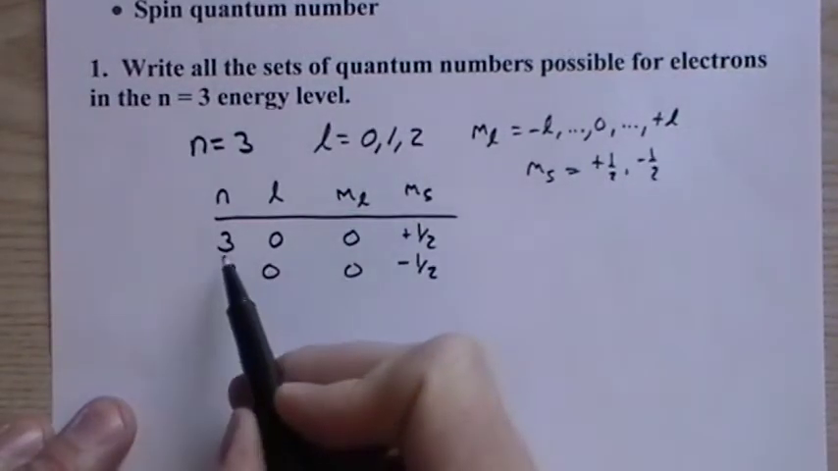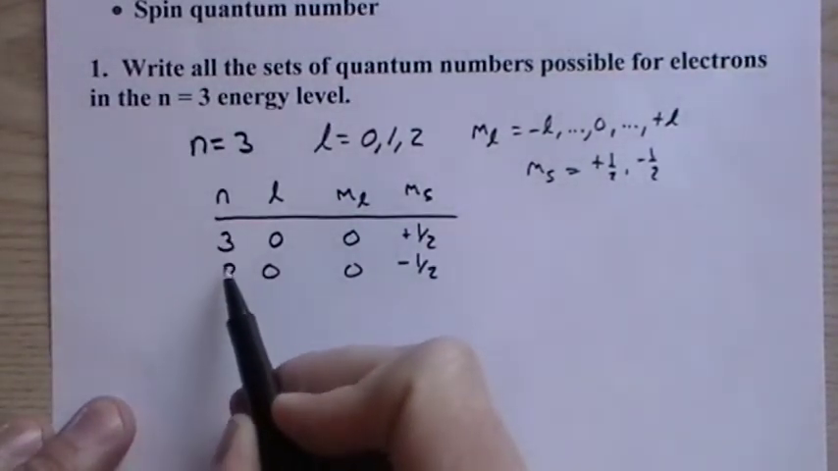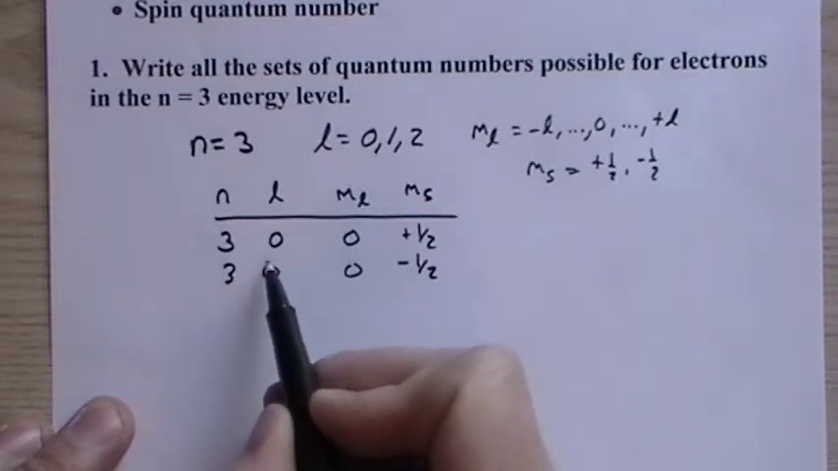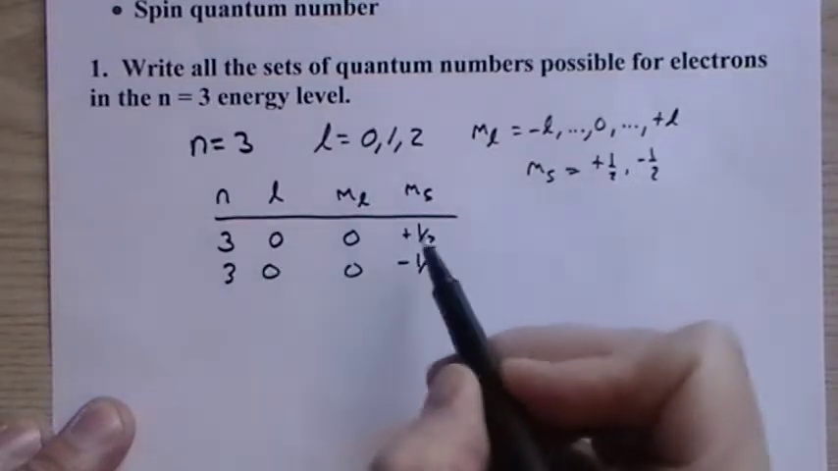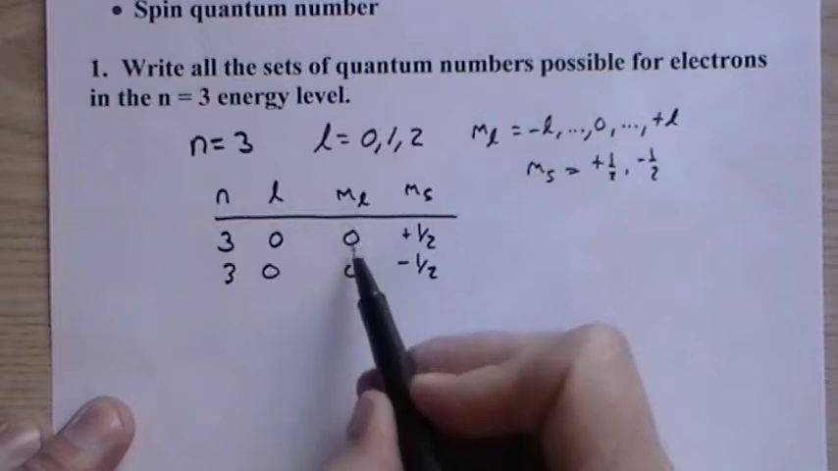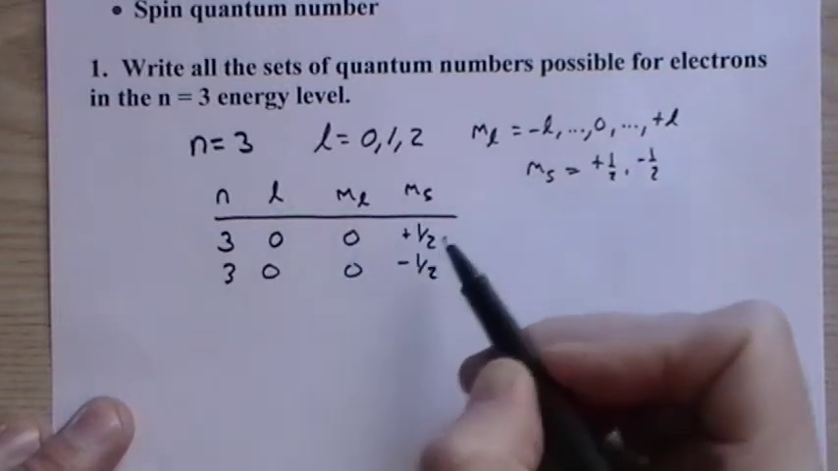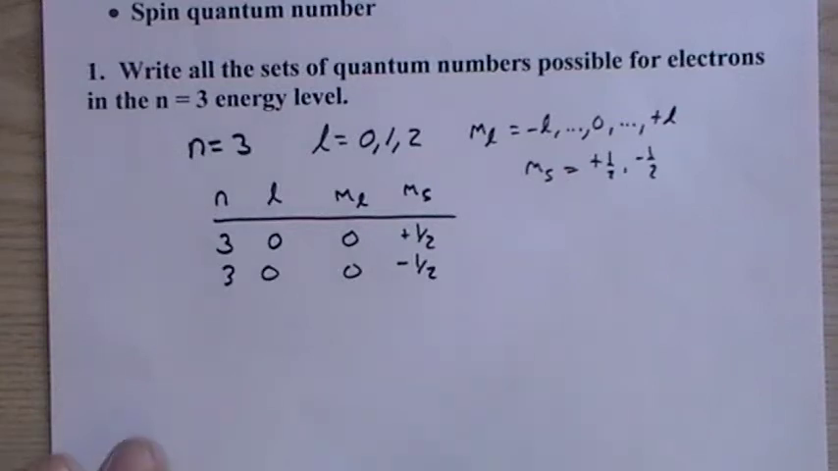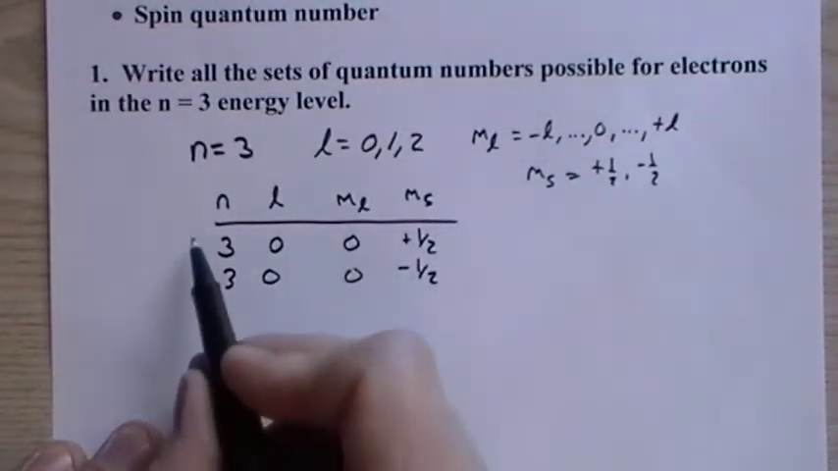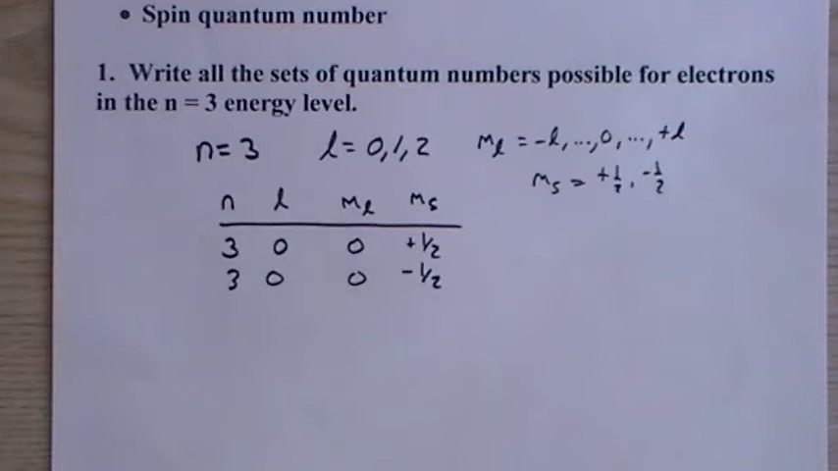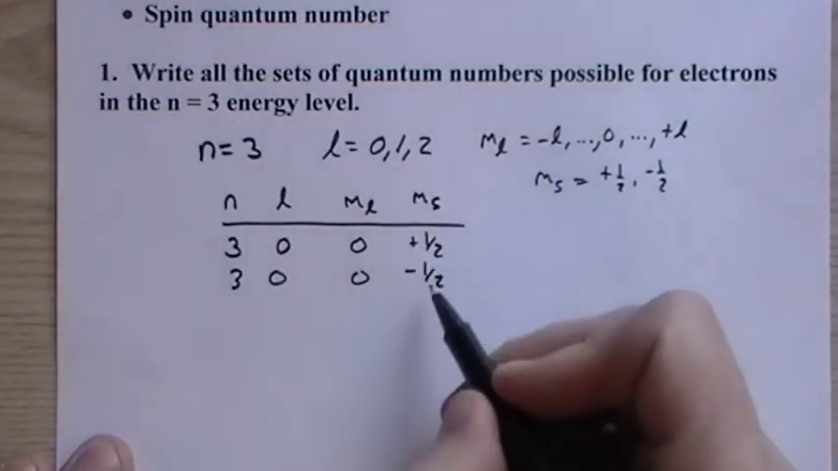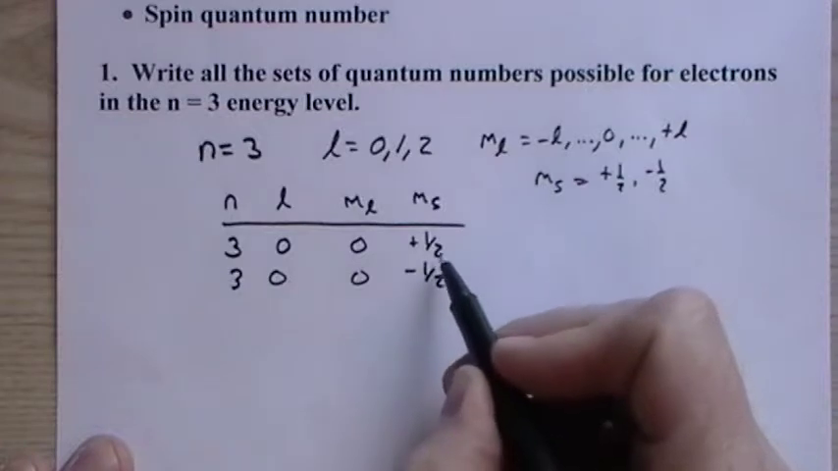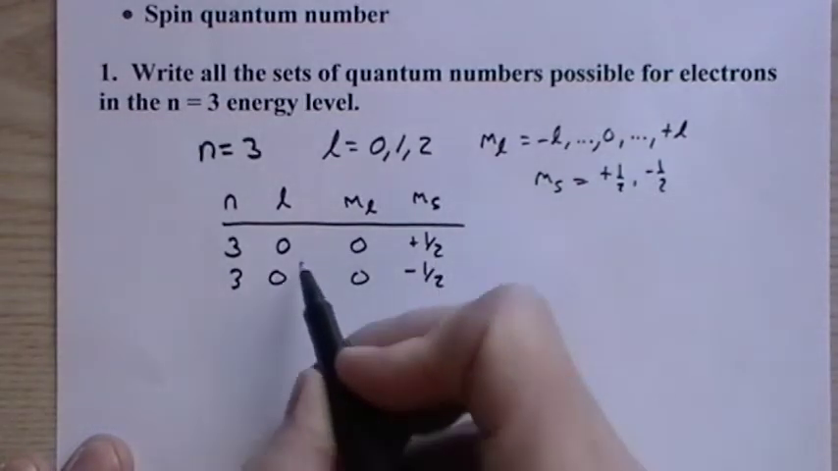So the n represents the energy level. L represents the orbital. M sub L represents the orientation of that orbital in space, and then m sub S is the spin of the electron in that orbital. So this first part, 3, 0, 0, represents your one orbital, and then there are 2 possibilities for the electron in that orbital. It can be spin up or spin down.